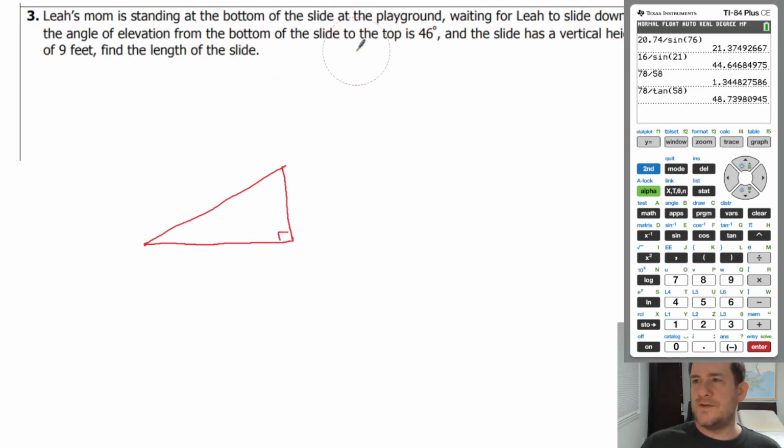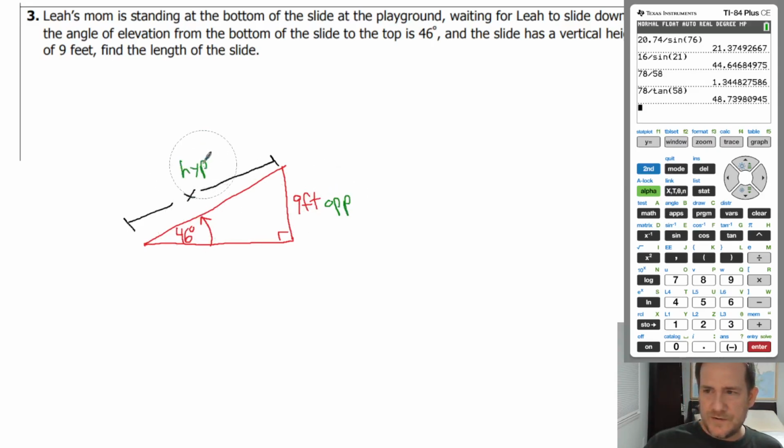Reading through, it says the angle of elevation is 46. That's this angle right here, because that's the angle that rotated up towards something. It says the slide has a vertical height of 9 feet. That's this. They want to know the length of the slide, so the length of the slide is the hypotenuse. We can do this pretty easily. We've got 9, which is opposite from 46, and we have x, which is the hypotenuse. So sine of 46 equals 9 over x.